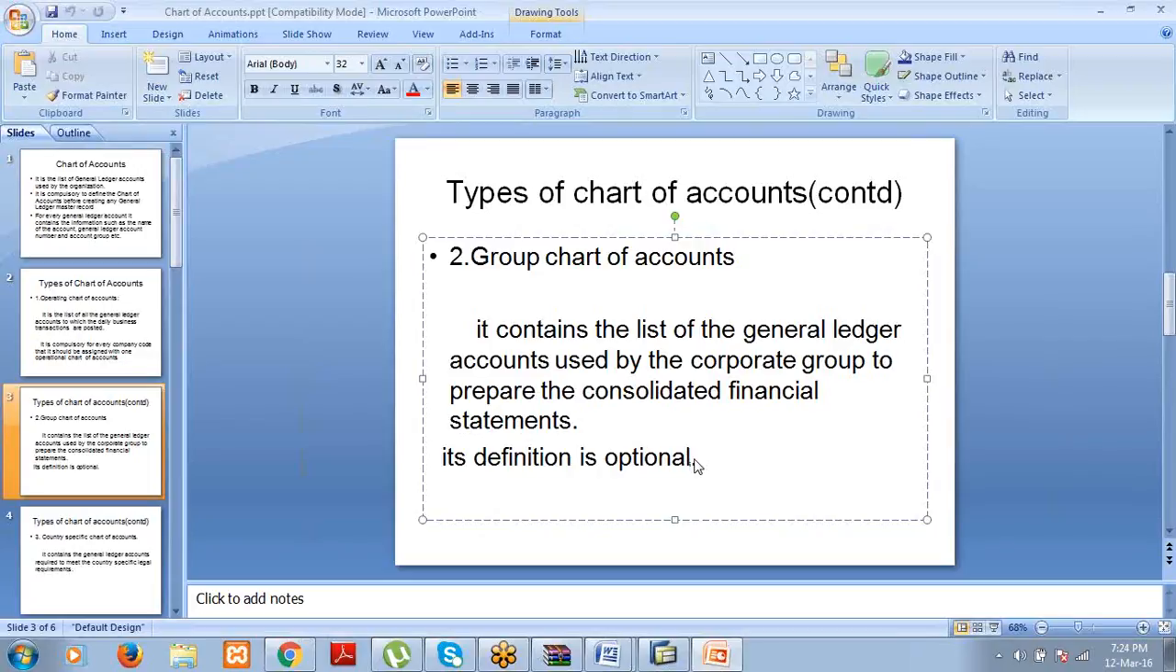And the definition of group chart of accounts is also optional. Why? Creation of company is optional, so logically, the creation of group chart of accounts is also optional. But if the group management wants to see the consolidated financial statements, then only we have to define company. After that, we have to define group chart of accounts.